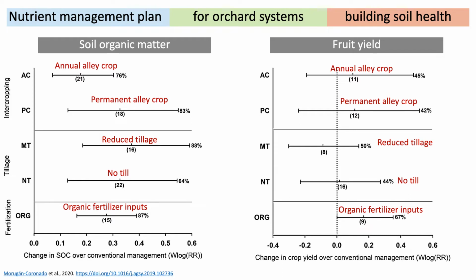And then fruit yields, you mentioned competition. This is where you may have both negative and positive effects on fruit yields, but overall, on average, which is where these points are right here, there was really no net negative or net positive effect. So the conclusion here was, you could do these, build organic matter, but it wouldn't necessarily negatively impact your yield, and that's the goal.